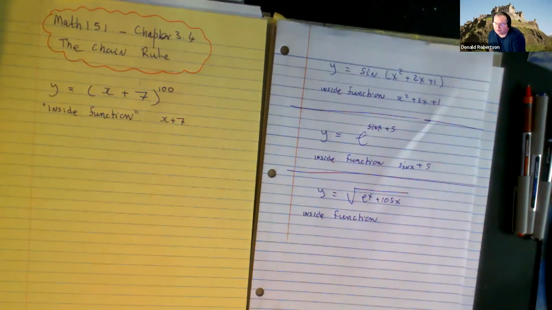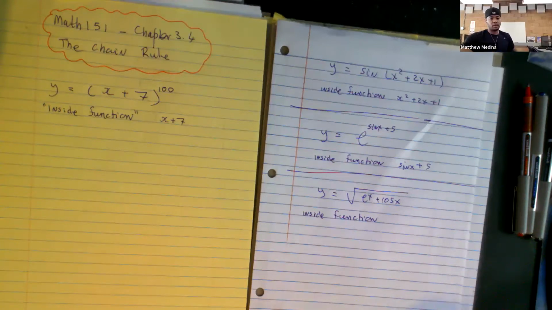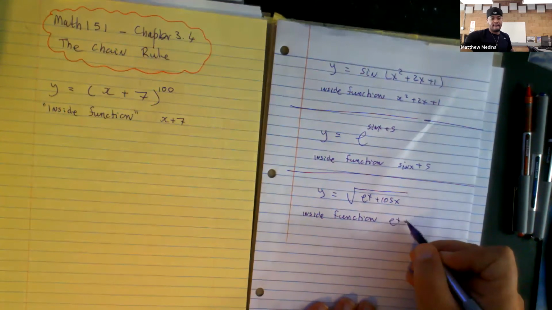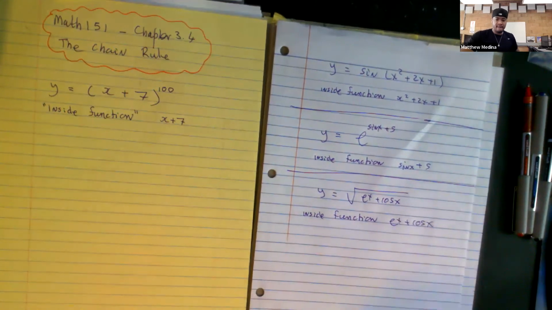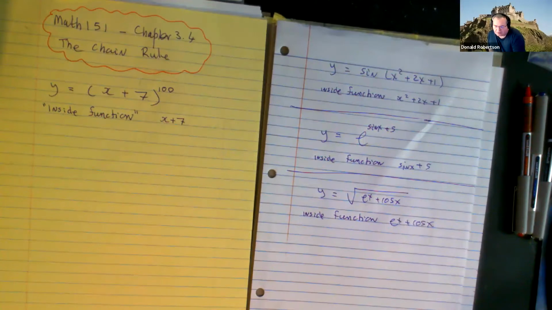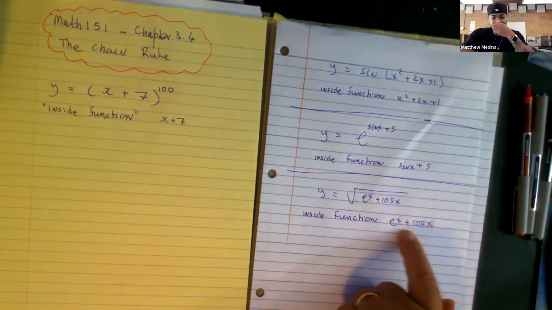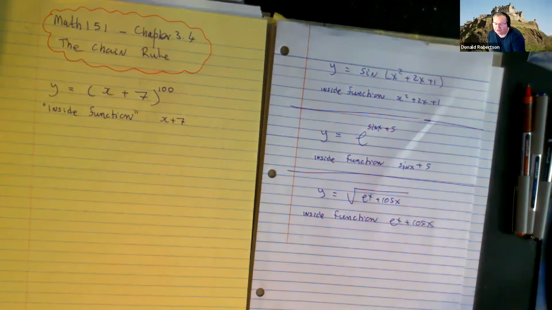What would the inside function be in this case? e to the x plus cosine x. So the idea was of e to the x plus cosine x, right? Are we good with this?